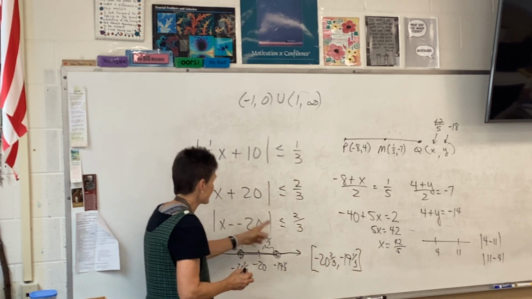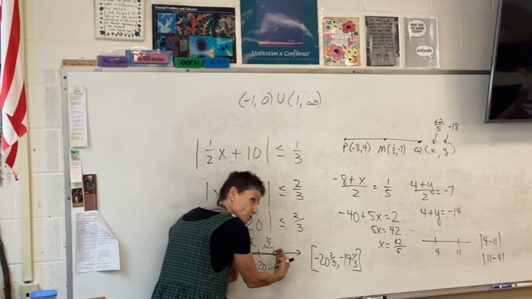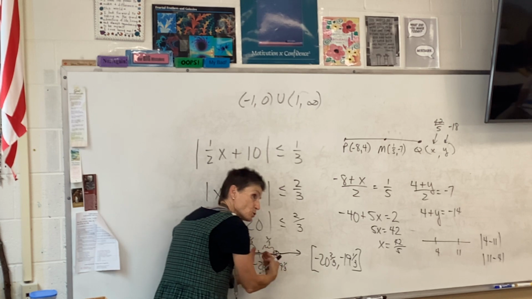I want my distance, Kyle, to be less than 2/3. Here's where it is exactly 2/3. So less than would be closer to negative 20.